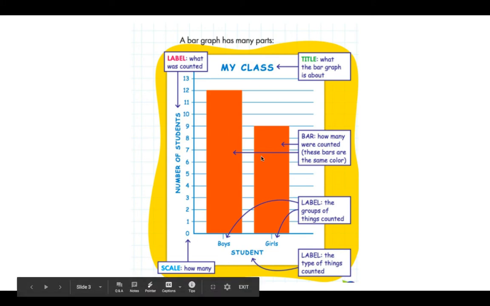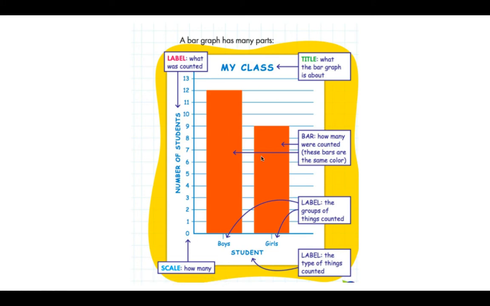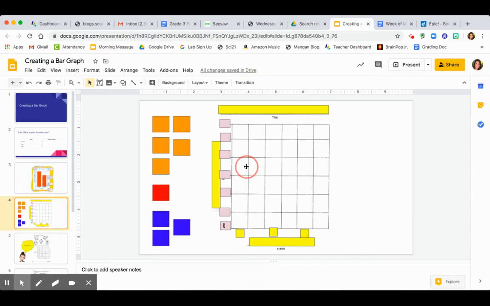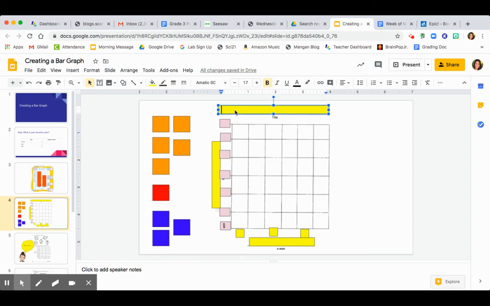So now let's use that information about colors and what we know about what we need for bar graphing, and let's create our own. So I have a blank bar graph here, and I'm going to get out of present mode so I can show you how I'm going to go ahead and move pieces and write things so we can create our bar graph. So here, the first thing I'm going to do is think about a title.